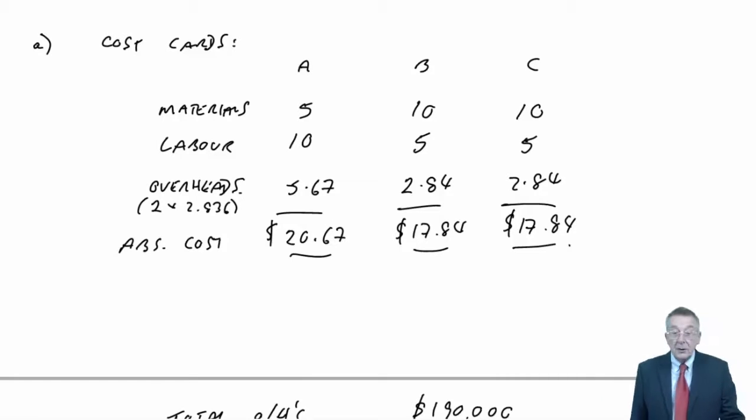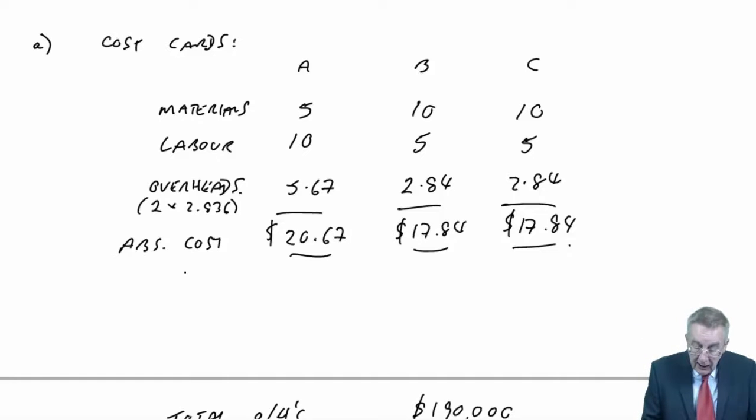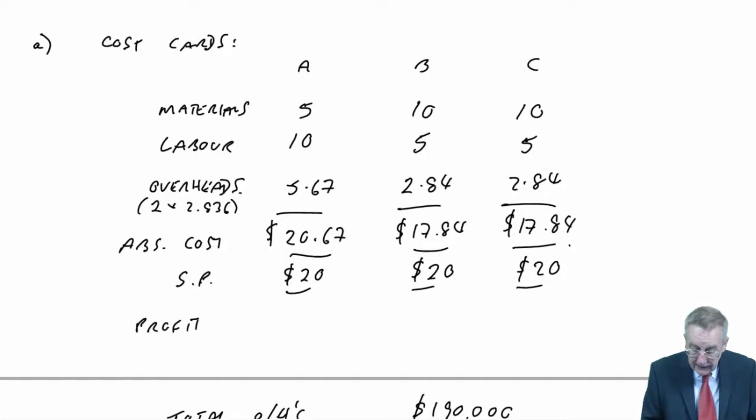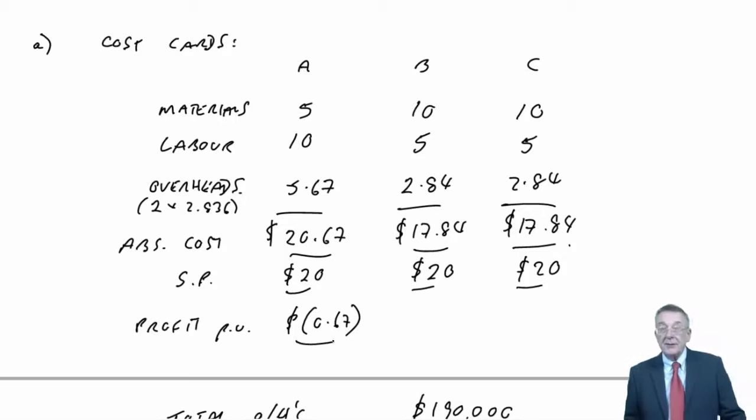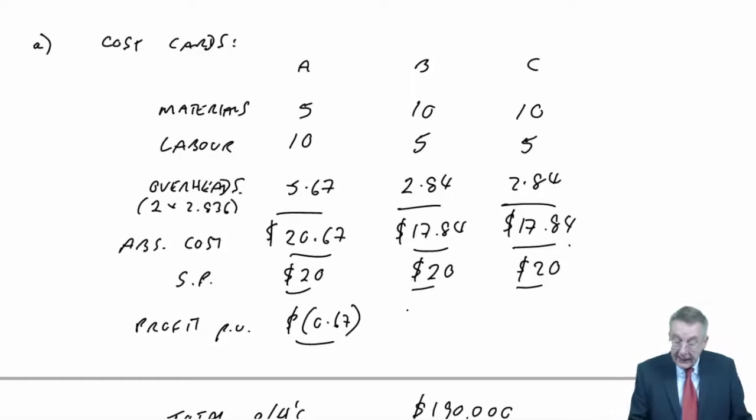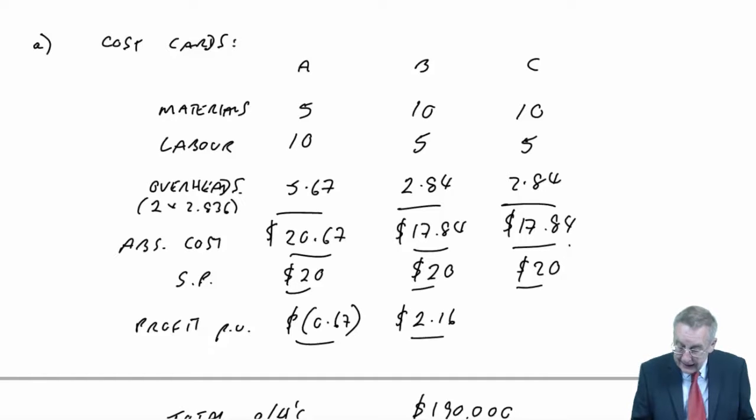The question also wanted to know the profit per unit. Well, we're told in the question that the selling price is $20 in each case. So the profit per unit, A in fact appears to make a loss of 67 cents, whereas B and C are both profitable at $2.16 a unit.